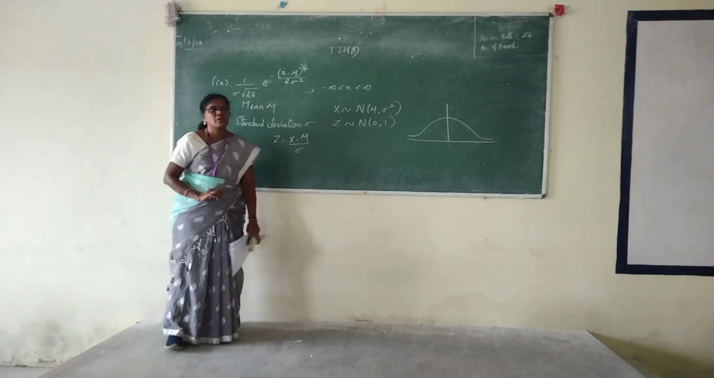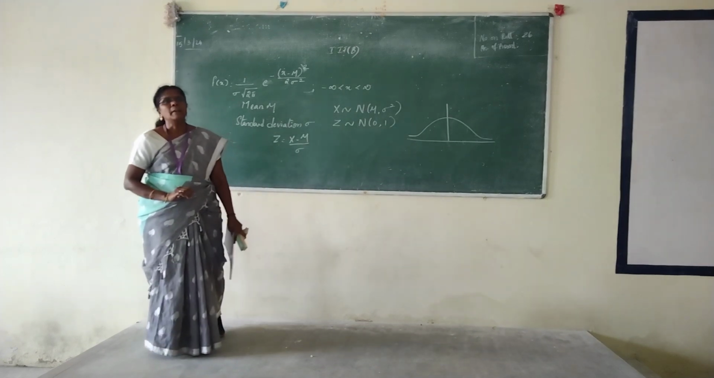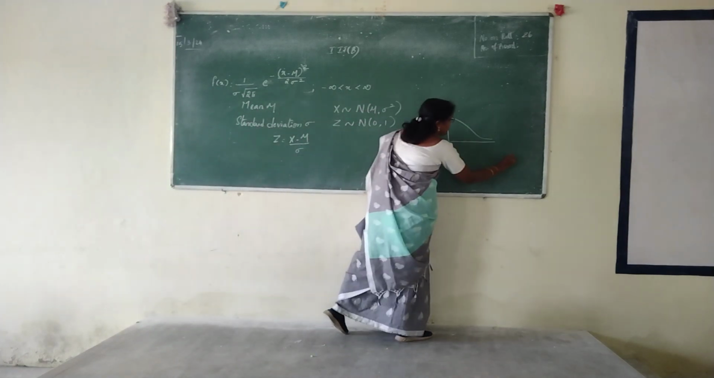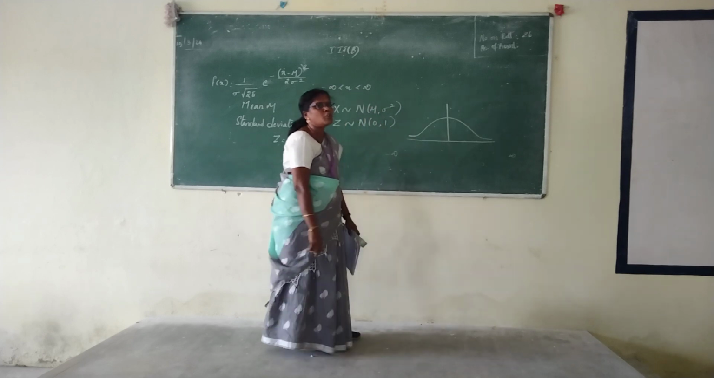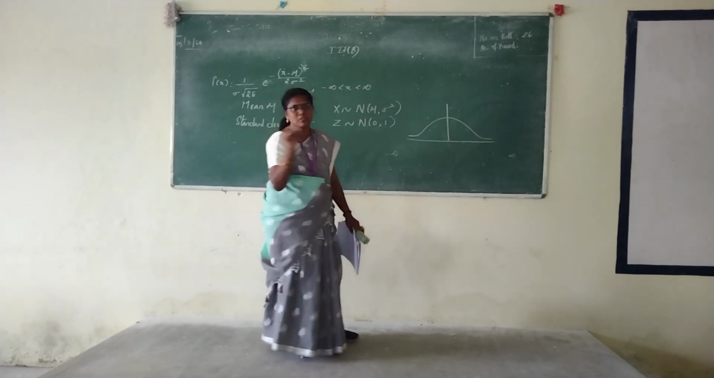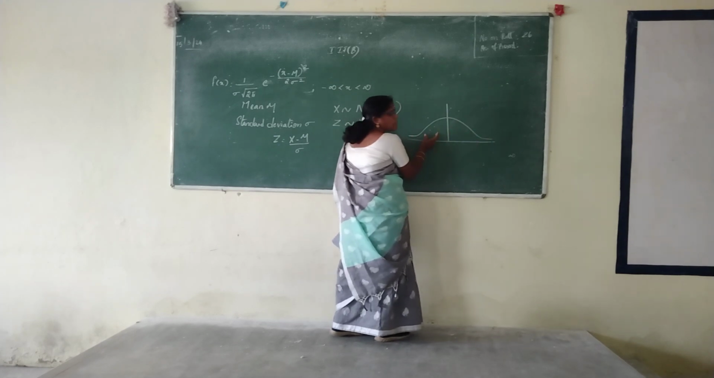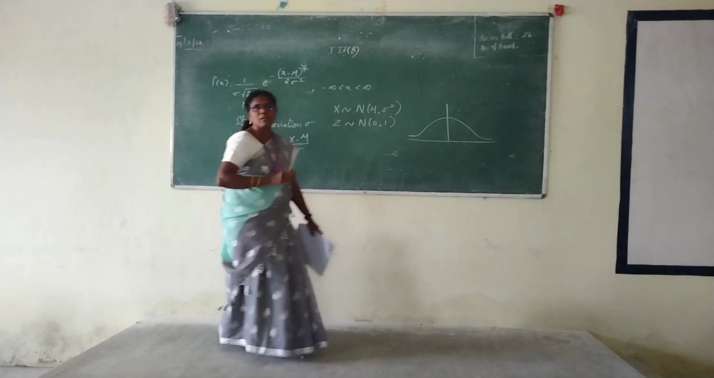What is the range for x values? Minus infinity to plus infinity. So all the x will be varying from minus infinity to plus infinity. So normally the curve should be bell-shaped. So this should be the shape. When you draw this, this part and this part should be symmetrical. What is the meaning of symmetrical?